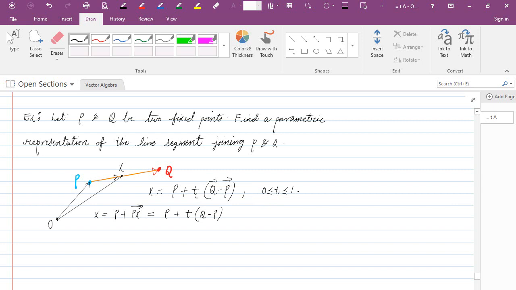So notice that when t is 0, then we get the point P, and when t is 1, then we get P plus Q minus P, which is going to give us Q. So when t is 1, x would be Q. One way of thinking about this is that you have a bug moving from P to Q, so it starts at P and ends up at Q. At time 0 it is at P, and at time 1 it is at Q. And of course Q minus P would be its velocity, because that's the displacement over a unit time.